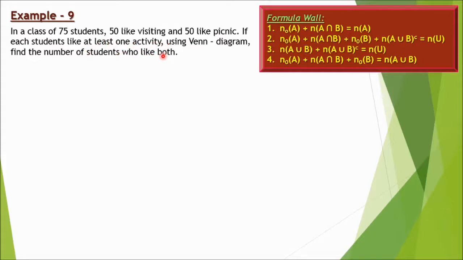Both means there may be some students who have a common interest, like they like to visit and they like to picnic with friends or family also. So there may be common students. Both means common, common to both events, the visiting event and the picnic event. We have two events, and there may be some students who like both activities. So that is the common one. We have to find the number of students who like both.